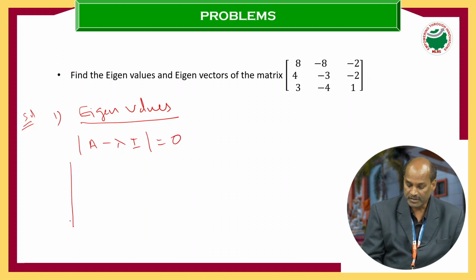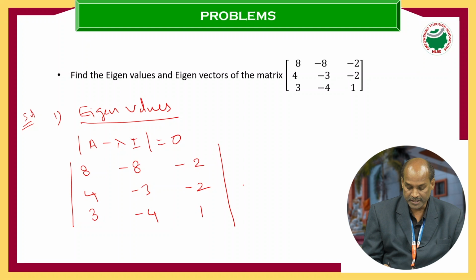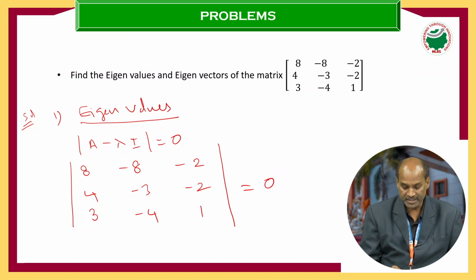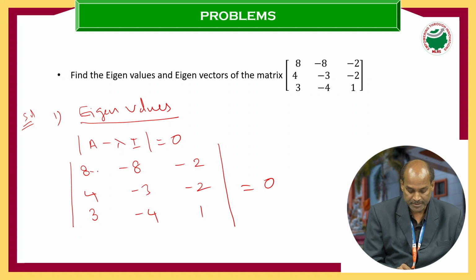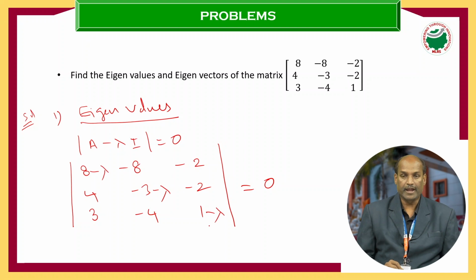Now how do we get it? First you write the given matrix as it is, 8, minus 2, 4, minus 3, minus 2, 3, minus 4, 1. This determinant equals 0. Now what are the diagonal elements? 8, minus 3, 1. From these subtract lambda. So we get a determinant with lambda. Now take the determinant of this.